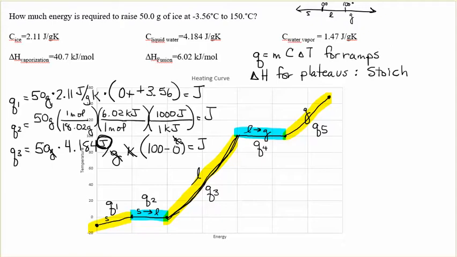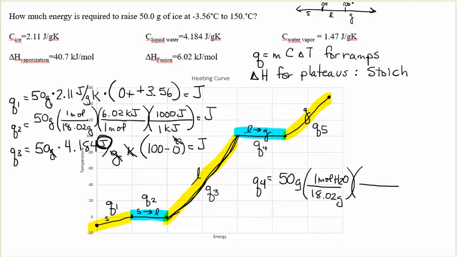Here we're on a plateau again. A plateau is a phase change. Energy is being added. All of that energy is going to vaporize the sample. The temperature doesn't change. So when you are on a plateau, you use delta H, and it's a stoichiometry equation. So for Q4, we still have 50 grams of water. There's 18.02 grams in every 1 mole of water. The delta H that we're going to use is the delta H of vaporization, because that's undergoing the phase change liquid to gas.